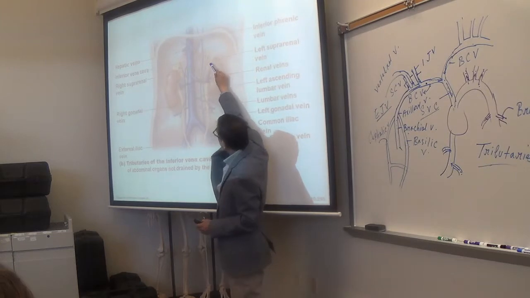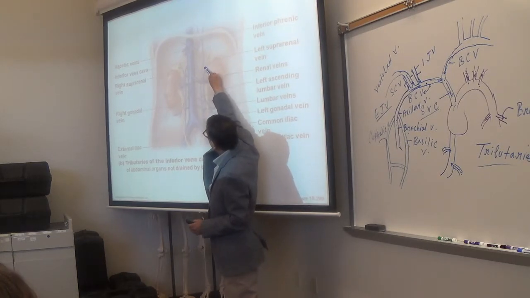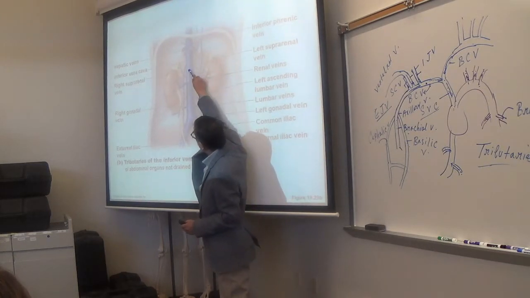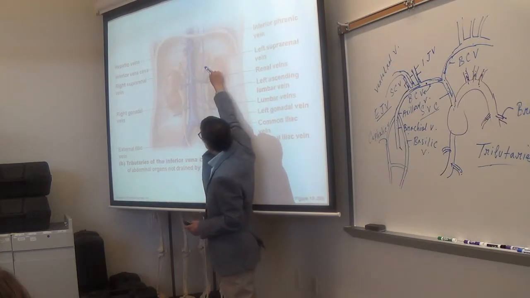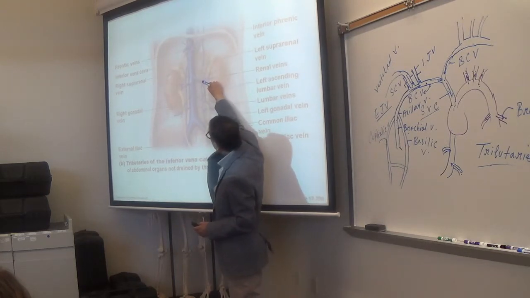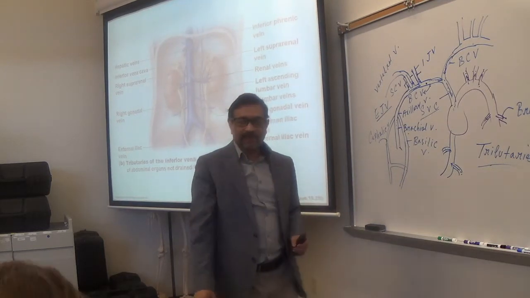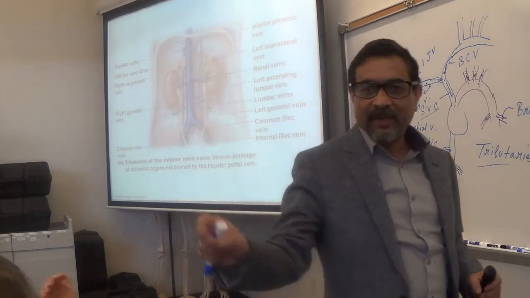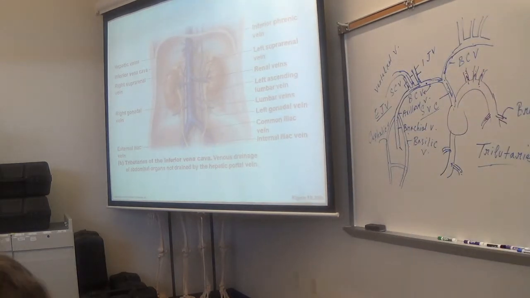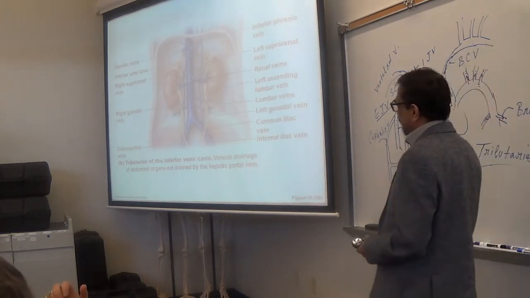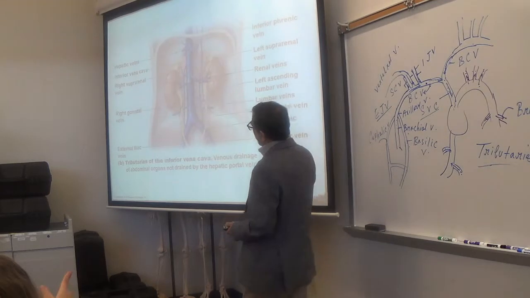But in case of the left, you see, this left suprarenal vein doesn't directly go to the inferior vena cava. It gives blood to the left renal vein. Then the renal vein takes blood to the inferior vena cava. Make sense? So it is not direct. One is direct, another is through the renal vein. Okay, so this is something different here. Why, we don't know.